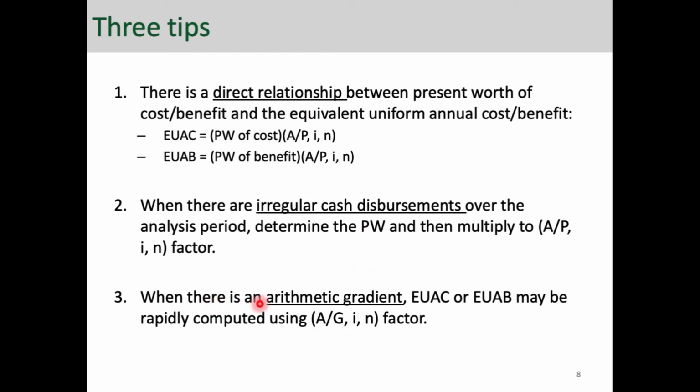Also, when there is an arithmetic gradient series, you might have not noticed that in the factors table, but there is a factor which is A given G. And that really helps you with a little shortcut that prevents you from calculating present worth first and then calculating annual worth using A given P. What you can do is you can directly convert the pure gradient series to a uniform series using A given G factor. So these are three tips that will be useful when you're calculating annual worth.